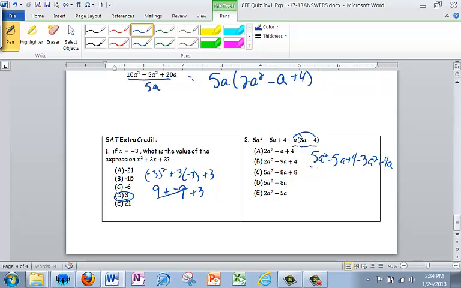Then combine like terms. 5a squared minus 3a squared is 2a squared. So that eliminates these two. Negative 5a minus 4a. Is it minus 4a or plus 4a? Plus 4a. Very good. Minus 5a plus 4a is minus a. Looks like it might be a. And then plus 4. So a indeed is the answer.